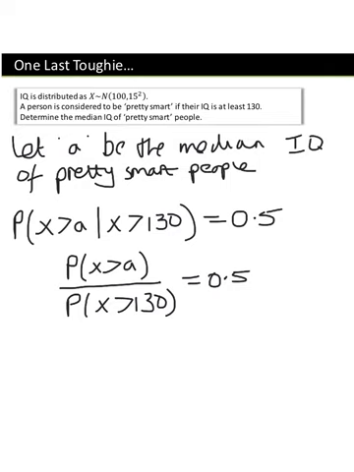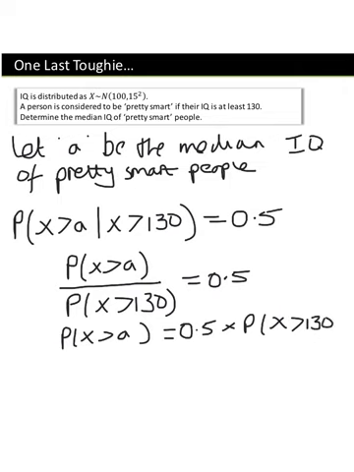Just rearranging this because we want to work out what A is. The probability that x is greater than A is equal to 0.5 times the probability that x is greater than 130, which equals 0.5 times 1 minus the probability that x is less than 130.